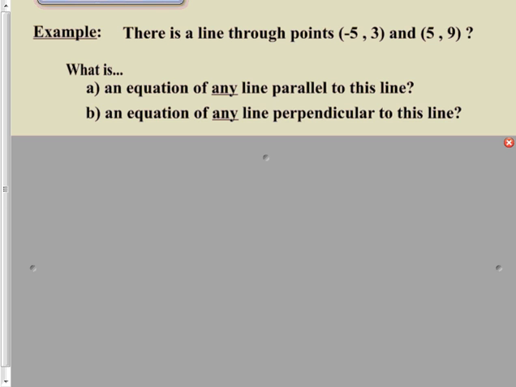Okay, this is where we're going to pick up in class on Monday. So go ahead and copy these two examples down. The first example says there is a line passing through points negative 5, 3 and 5, 9. What is an equation of any line that wants to be parallel to this line? And what is an equation of any line that wants to be perpendicular to this line? Copy this example down, leave maybe 5, 6, or 7 lines worth of space in your notes, and then press play again, and we'll copy down the last example.